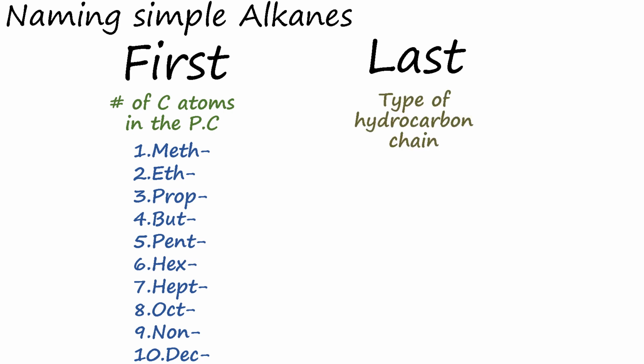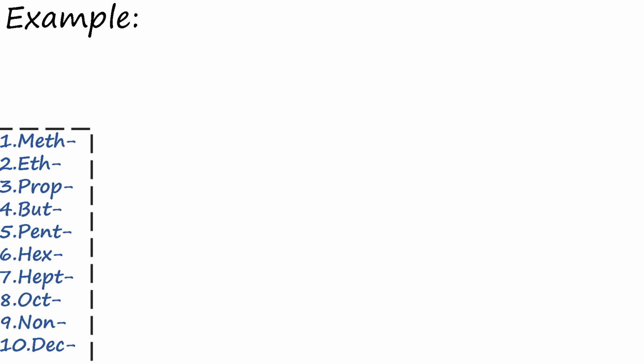For the last name, we have the type of hydrocarbon chain, and in this case, since we have an alkane, we add A-N-E at the end. Now let's do an example, and I'm going to have the table right here so you can look at it, but you have to memorize it for the exams.